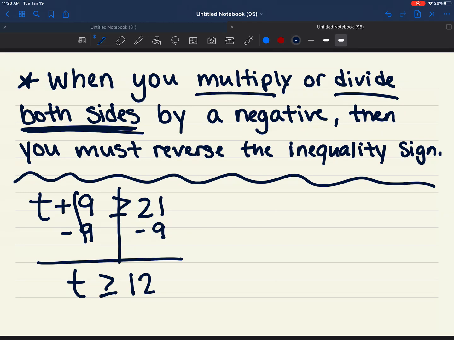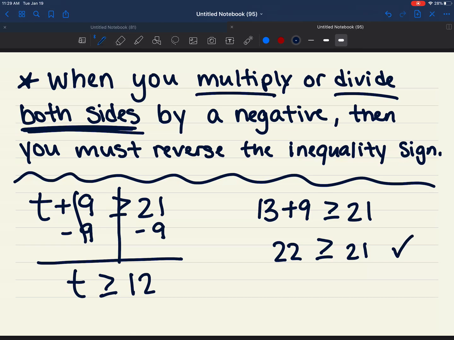I would always recommend not choosing the exact value, okay? Because it's just going to help you know for sure if it's right or wrong, okay? So let's choose 13. If I plug in 13 for t, that means this inequality should still be true. What is 13 plus 9? 22. Is 22 greater than or equal to 21? Yes, it's greater than, so that means my solution is correct. Okay? Easy enough on that, yes?